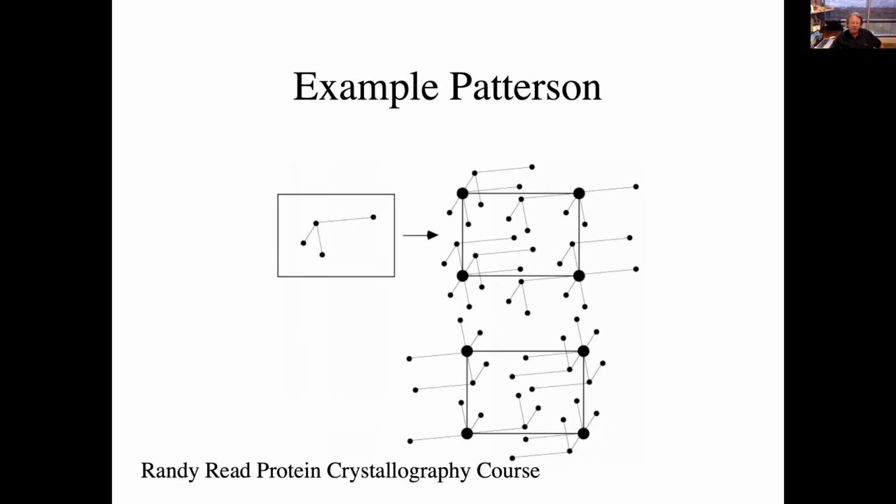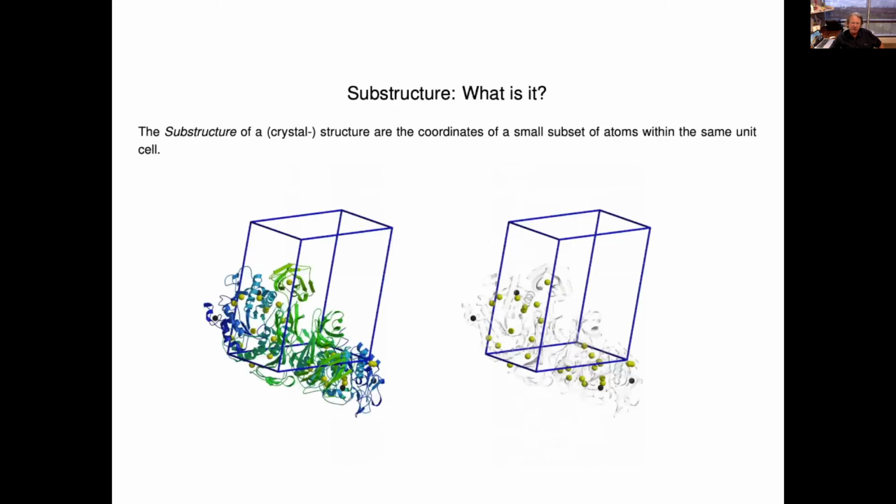SHELXD uses Patterson methods as well as the triplet relationships that I described below to try to get phases. And this is particularly useful in determining substructures. For protein crystallography, it's particularly useful in determining substructures. And what do I mean by substructure? Well, if you've soaked in a heavy atom, or maybe you have a bunch of sulfurs, you have some that are much heavier than the others.